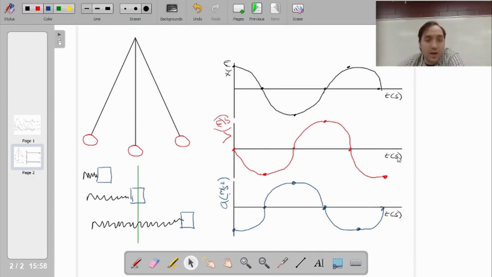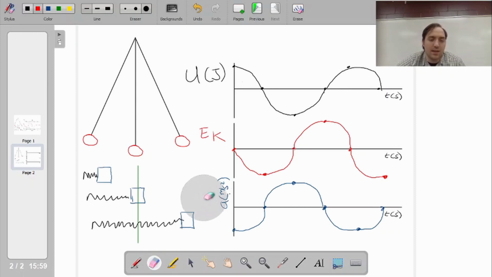Now, there would be a multiplier in each of these cases. But the position graph is going to be the same general shape with different amplitudes as the potential energy. The kinetic energy is going to be the same general shape. Again, multipliers, and because it's velocity squared, it would be the squared cosine as opposed to the regular, as the velocity graph.